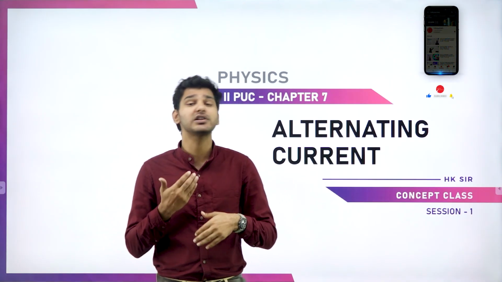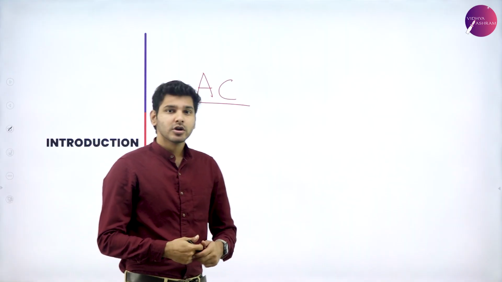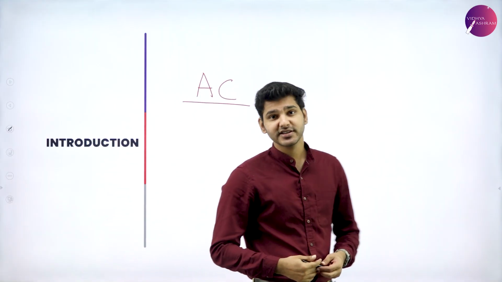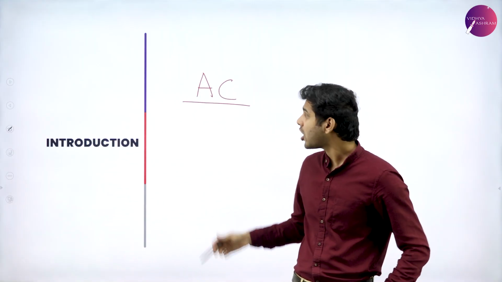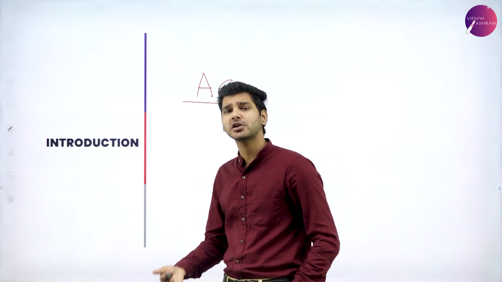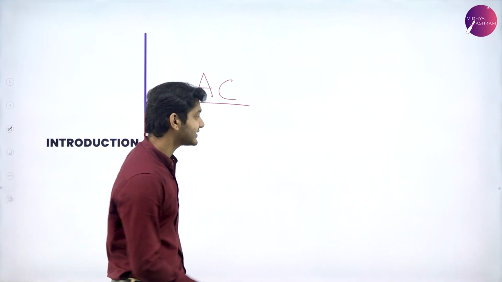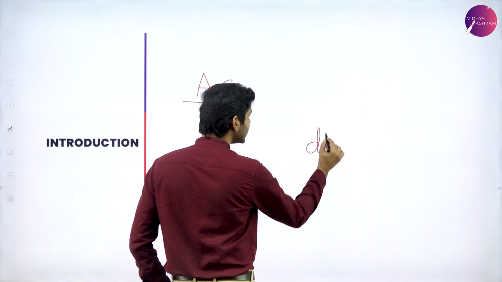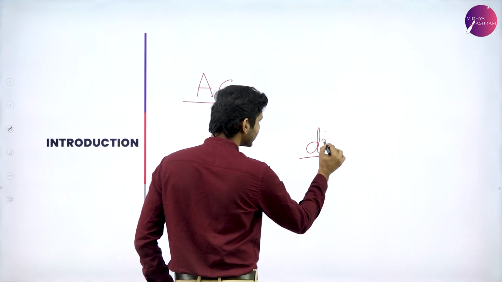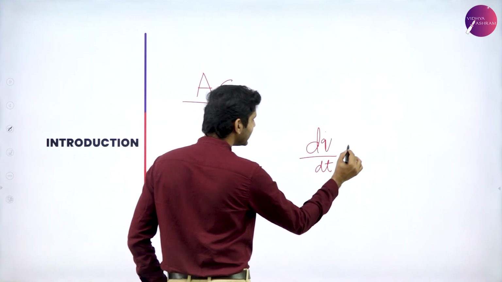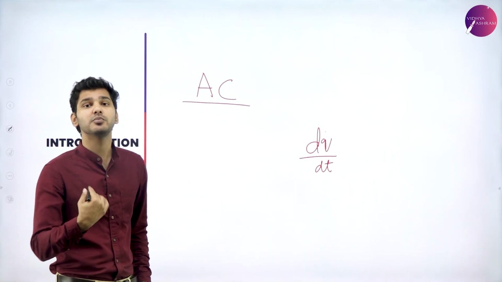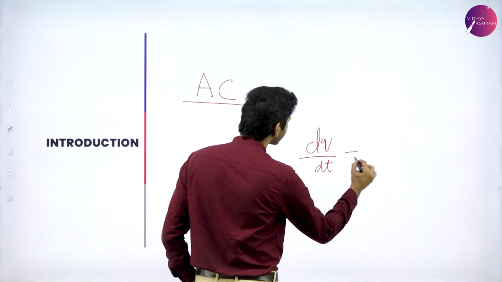So what does this alternating current actually mean? AC, also known as not air conditioning but alternating current. For that, first we need to know what is current. We already learned what current is. Current is just simply the rate of change of charges, that is dq by dt. When charges actually move, we can call it a current.